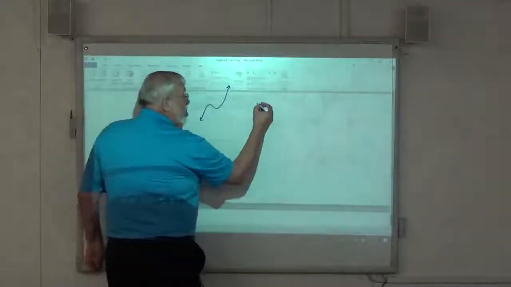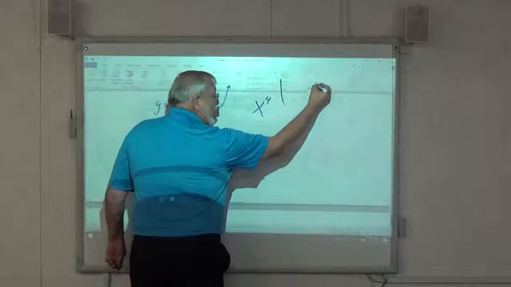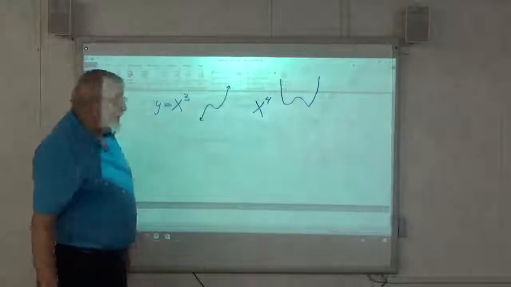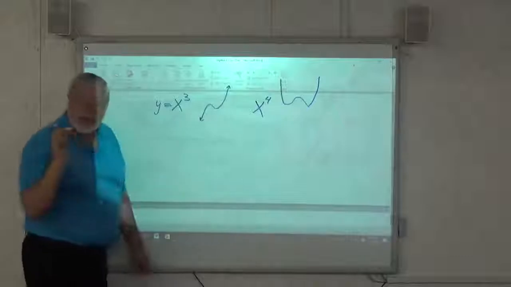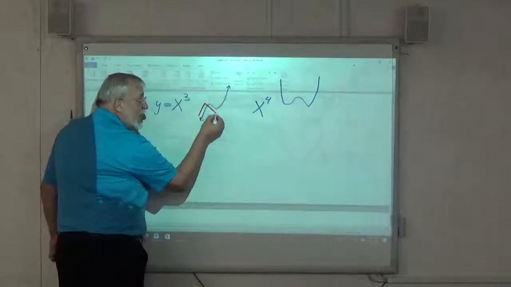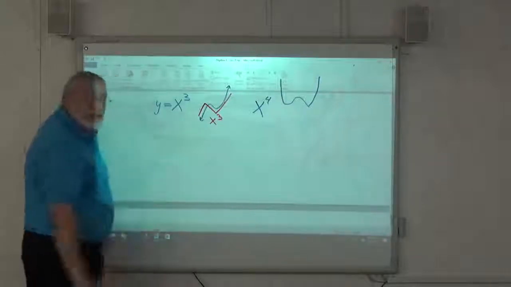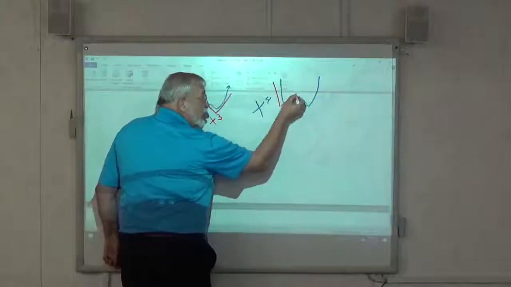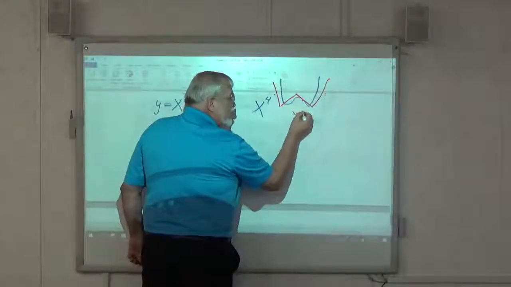All right? x to the fourth power looks like a parabola, except inside it goes like this. All right? And I'm going to show you one other thing. Watch the slopes. Positive slope, negative slope, positive slope. 1, 2, 3 turns. x to the third. Oh. Negative slope, positive slope, negative slope, positive slope. 1, 2, 3, 4 turns.